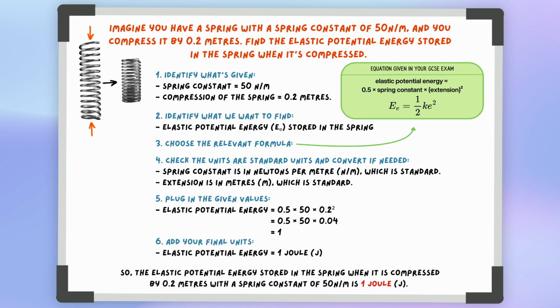So, the elastic potential energy stored in the spring when it's compressed by 0.2 meters with a spring constant of 50 newtons per meter is 1 joule. Understanding this concept helps us see how energy is stored in elastic materials and can be useful in a wide range of applications, from mechanical systems to everyday objects, like rubber bands and trampolines.